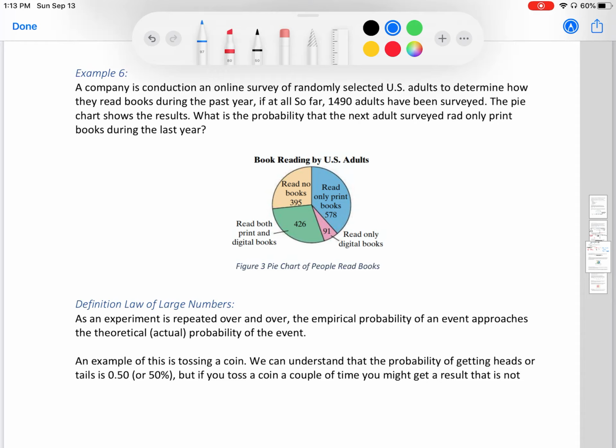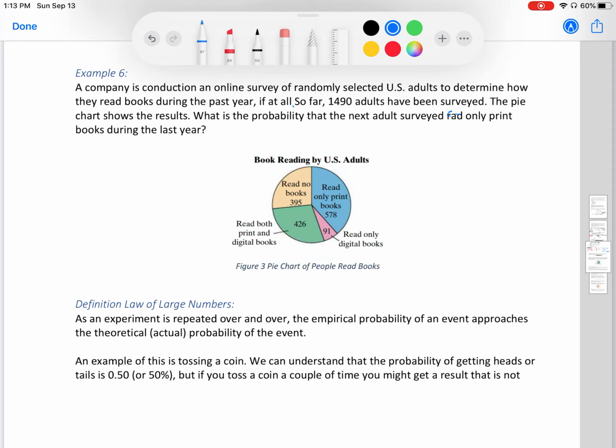Example 6. A company is conducting an online survey of randomly selected U.S. adults to determine how they read books during the past year, if at all. So far, 1,490 adults have been surveyed. The pie chart shows the following results. What is the probability that the next adult surveyed read only print books during the last year?